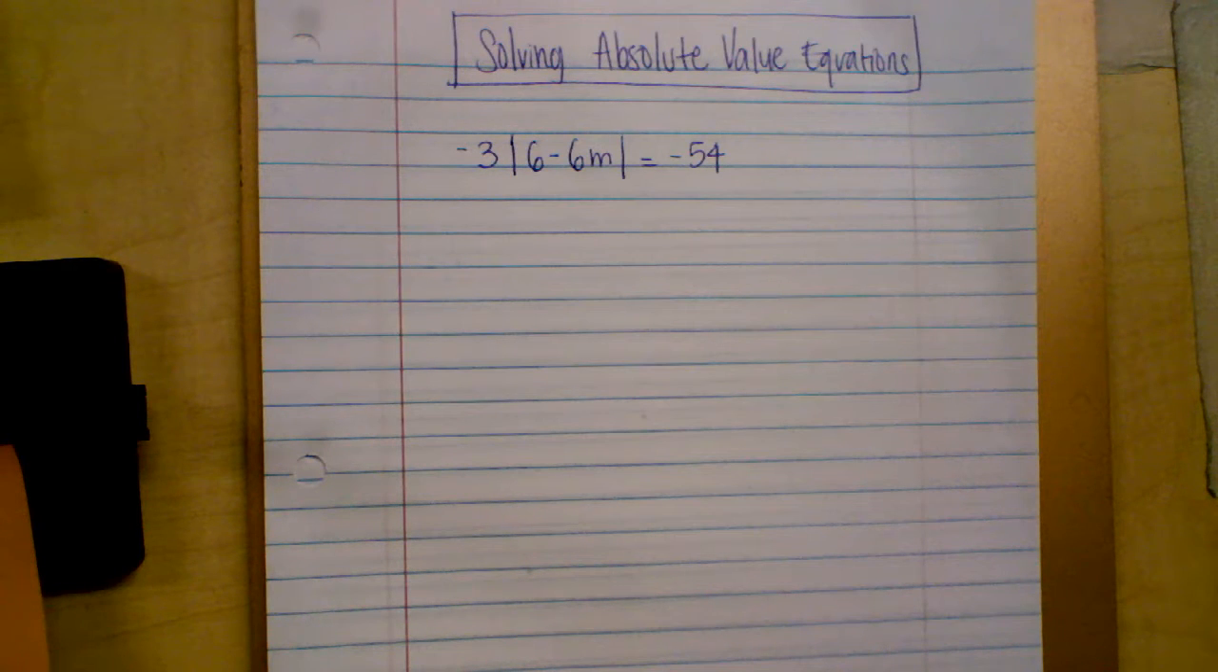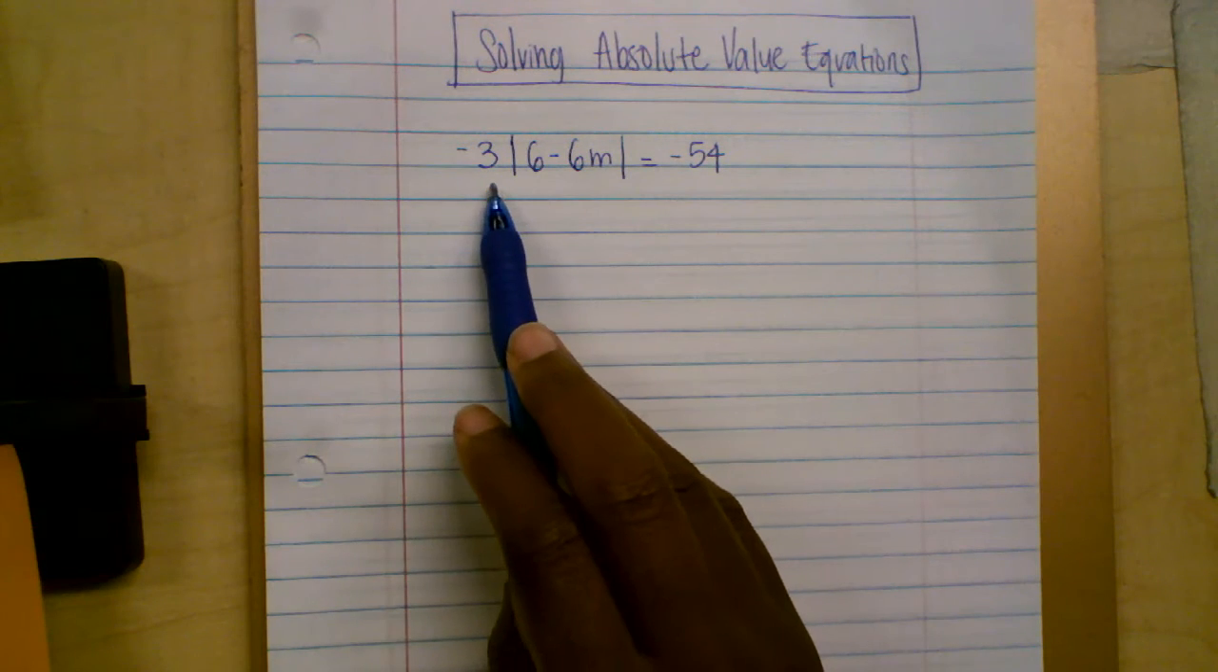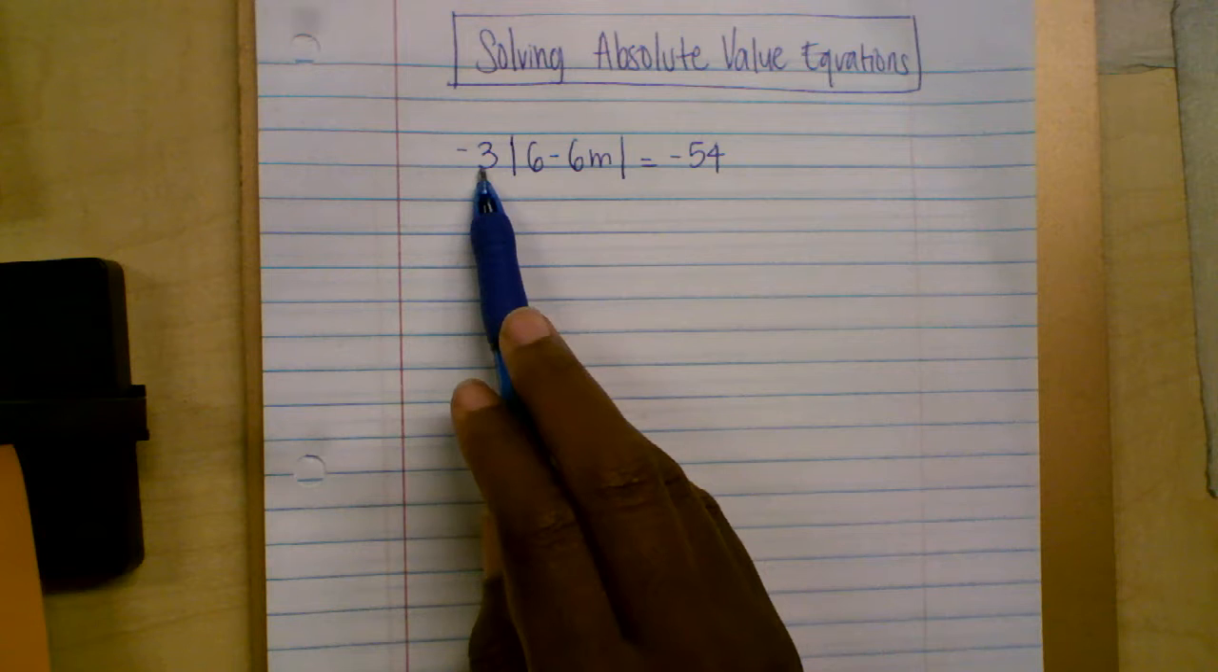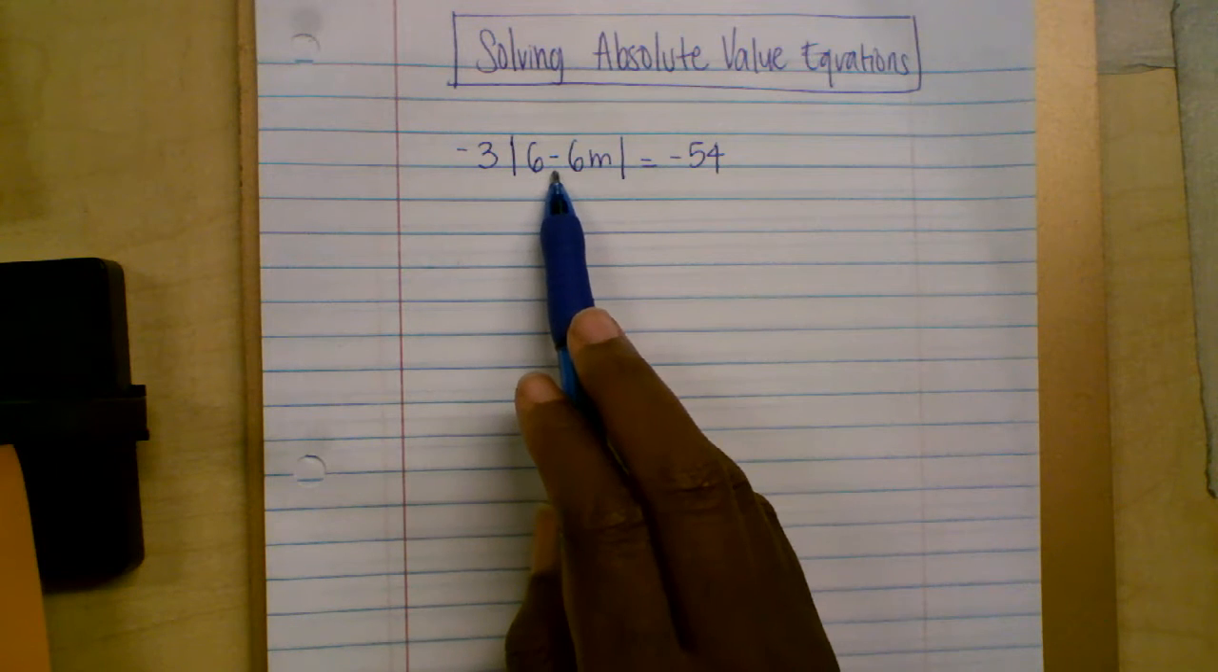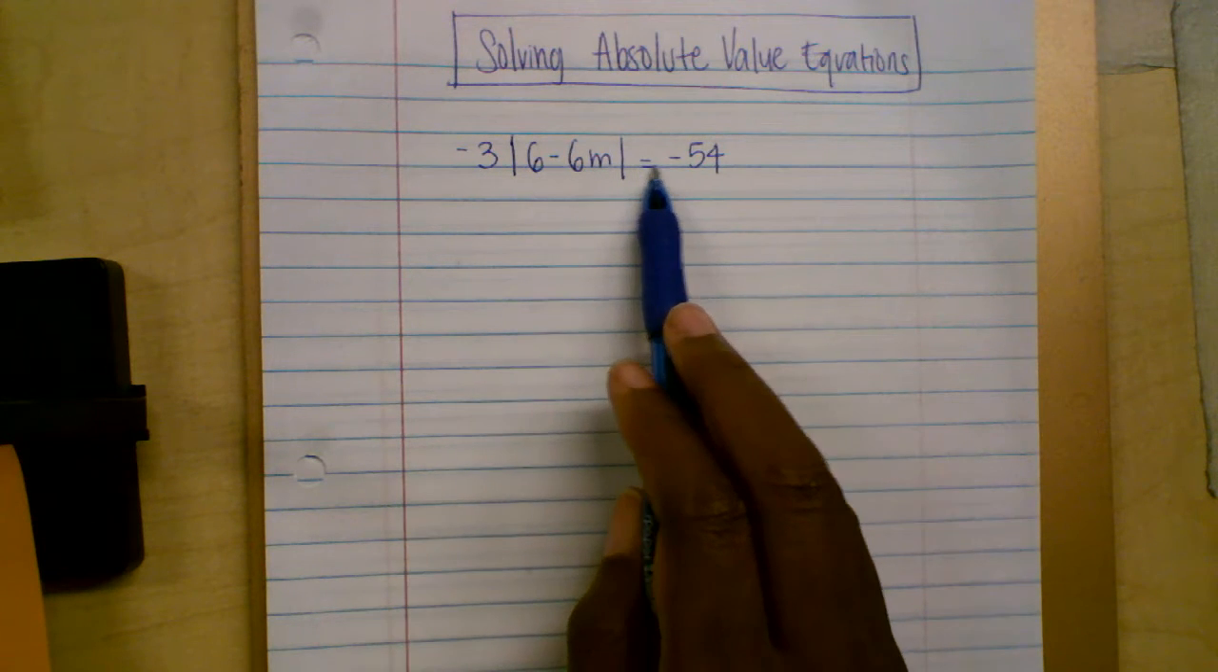Hi, in this video, I'll be showing you how to solve absolute value equations. In this example, the equation is -3 absolute value of 6 minus 6m equals -54.